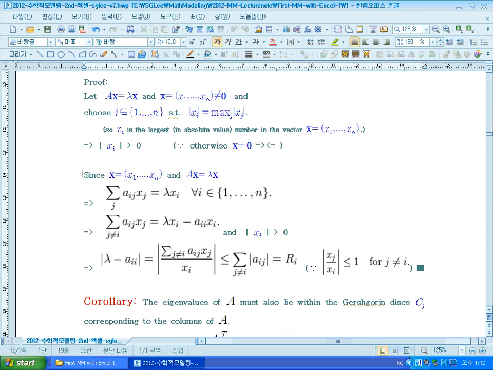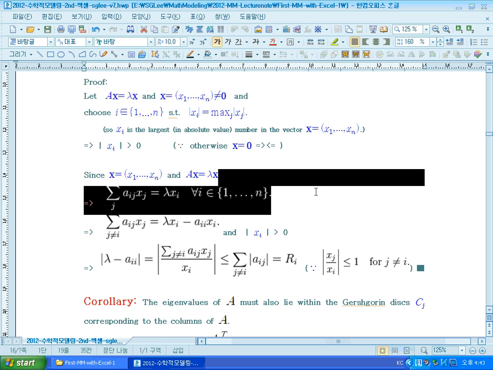Since x is an n-dimensional vector and Ax equals lambda x, for all i we can find this equality. Ax and lambda x are two vectors. This is one vector, this is another vector. So the first component should be the same as the first component of the other vector, and the second component should be the same as lambda x_2. The third component is the same as lambda x_3. So we have this for all i.